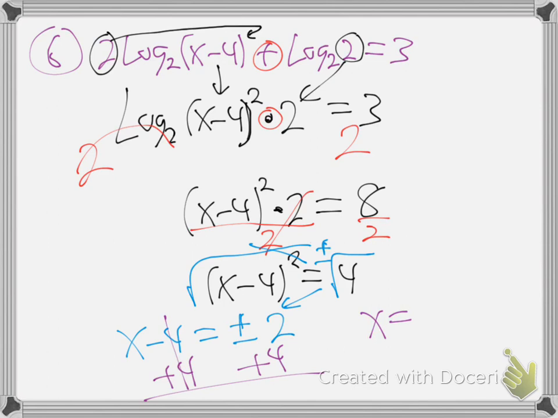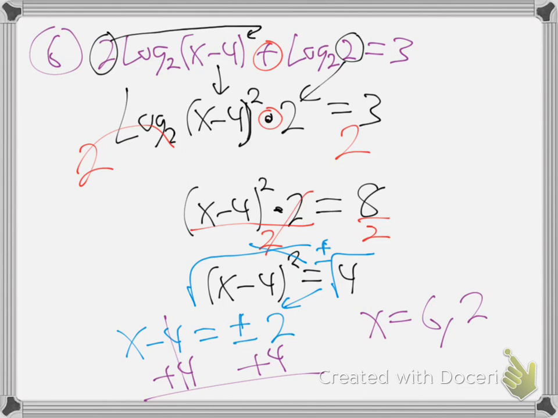So x equals, well, what does that mean? You just do the 2 different options. Plus 2 plus 4, that's 6. Minus 2 plus 4, that's 2. Those are the 2 different answers, but, very last step, you got to check them.